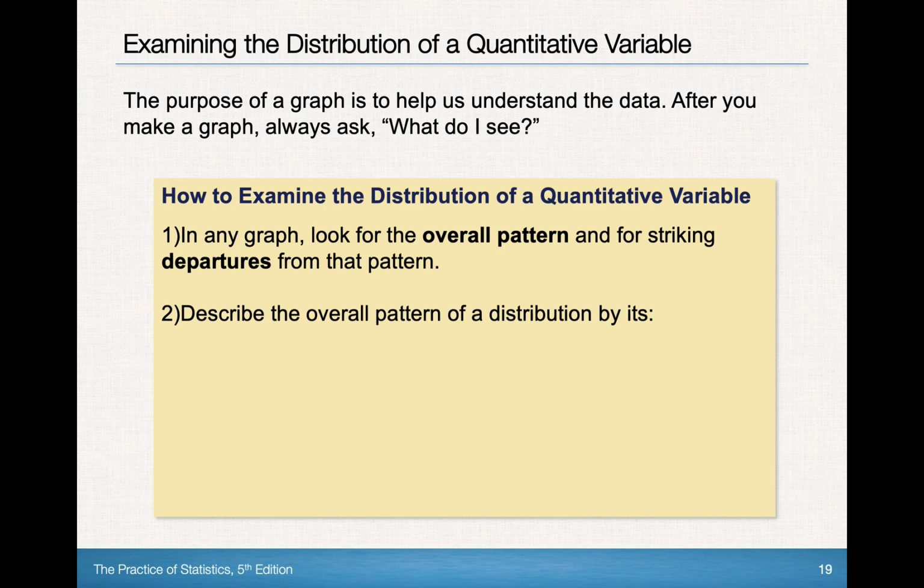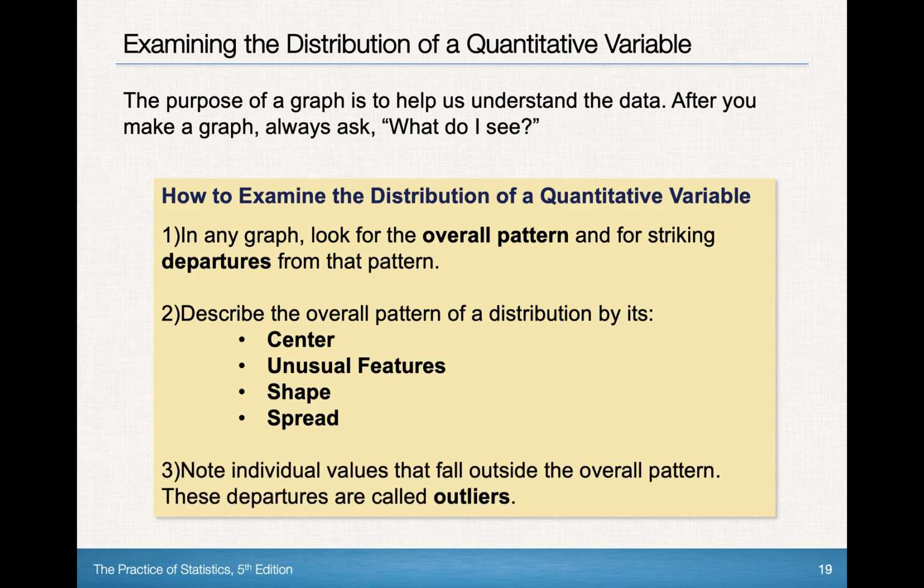To describe the overall pattern of a distribution, you're going to use the acronym CUSS. It's the center, any unusual features, the shape, and the spread. When I talk about unusual features, I'm talking about outliers. Outliers are any values that deviate from the overall pattern of the distribution. So where is the center of the distribution approximately? What is the approximate shape of the distribution? What is the spread? And are there any unusual features or outliers of a distribution? So every time we talk about describing a quantitative distribution, these are the aspects we're looking for.